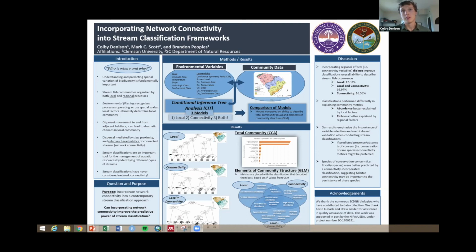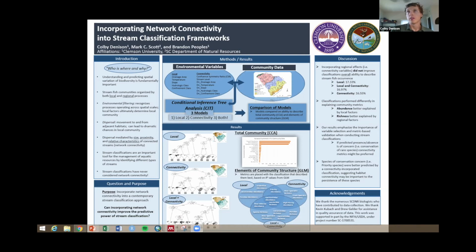And then just that little Venn diagram I have in the results section shows how each classification differed in their ability to describe different elements of community structure. And so I just have the metrics associated with the classification that describe them best. The idea here is that each classification had differential performance on describing these different elements of community structure. So although the overall variation is about the same, we see that each classification was good at predicting different metrics.